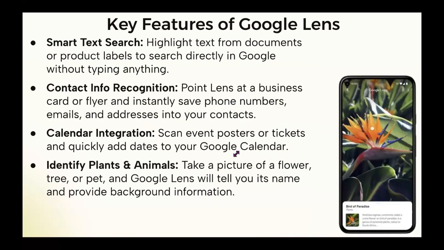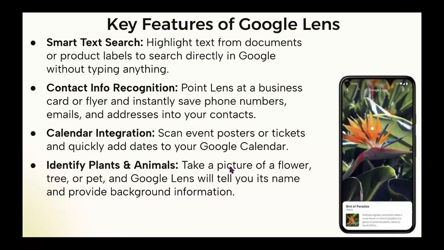Contact info recognition. So if you were to point the lens at a business card or flyer, you could instantly save phone numbers, emails, and addresses of those into your contacts. It also very well integrates with your Google Calendar. So you can scan event posters or tickets and then very quickly add those to your Google Calendar. So that saves you some time since you don't have to manually do it.